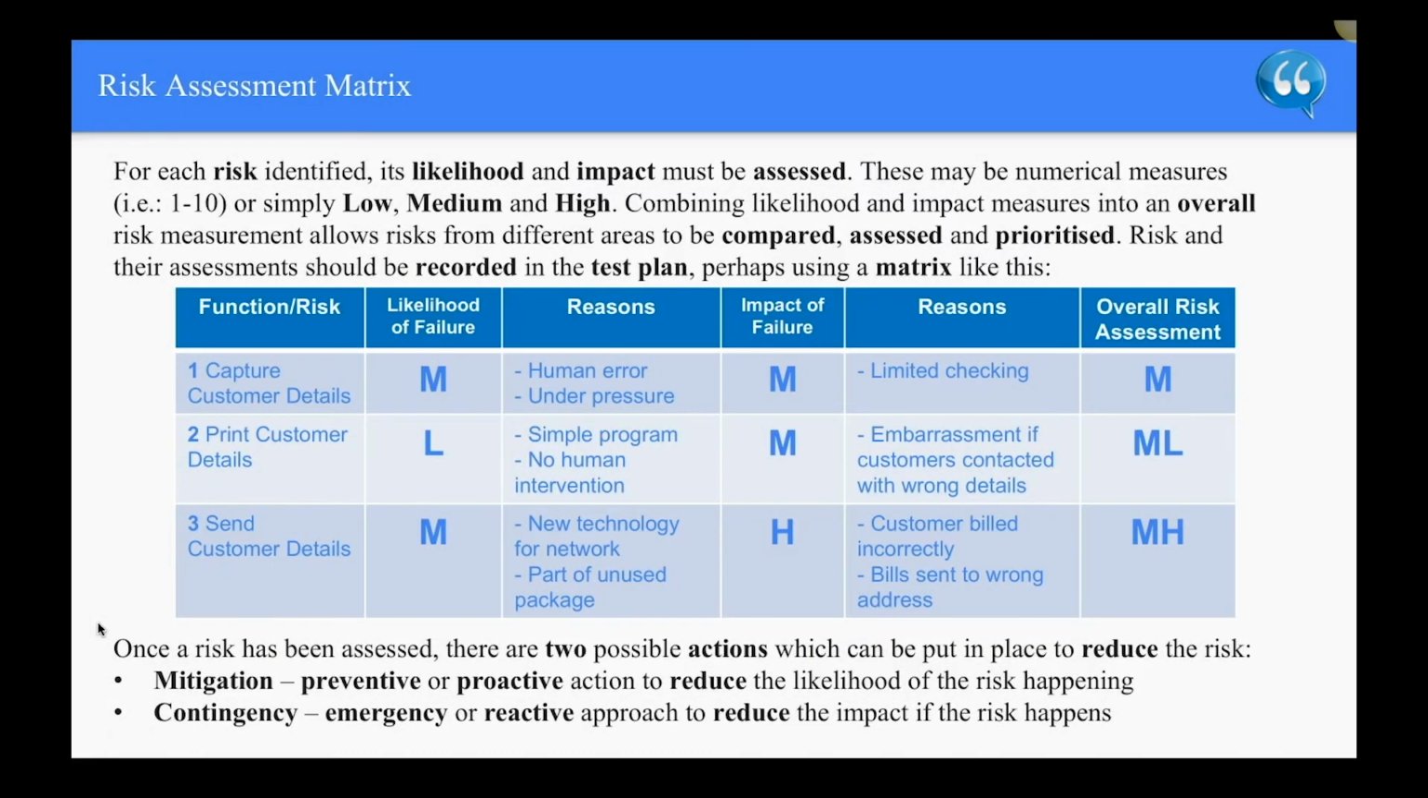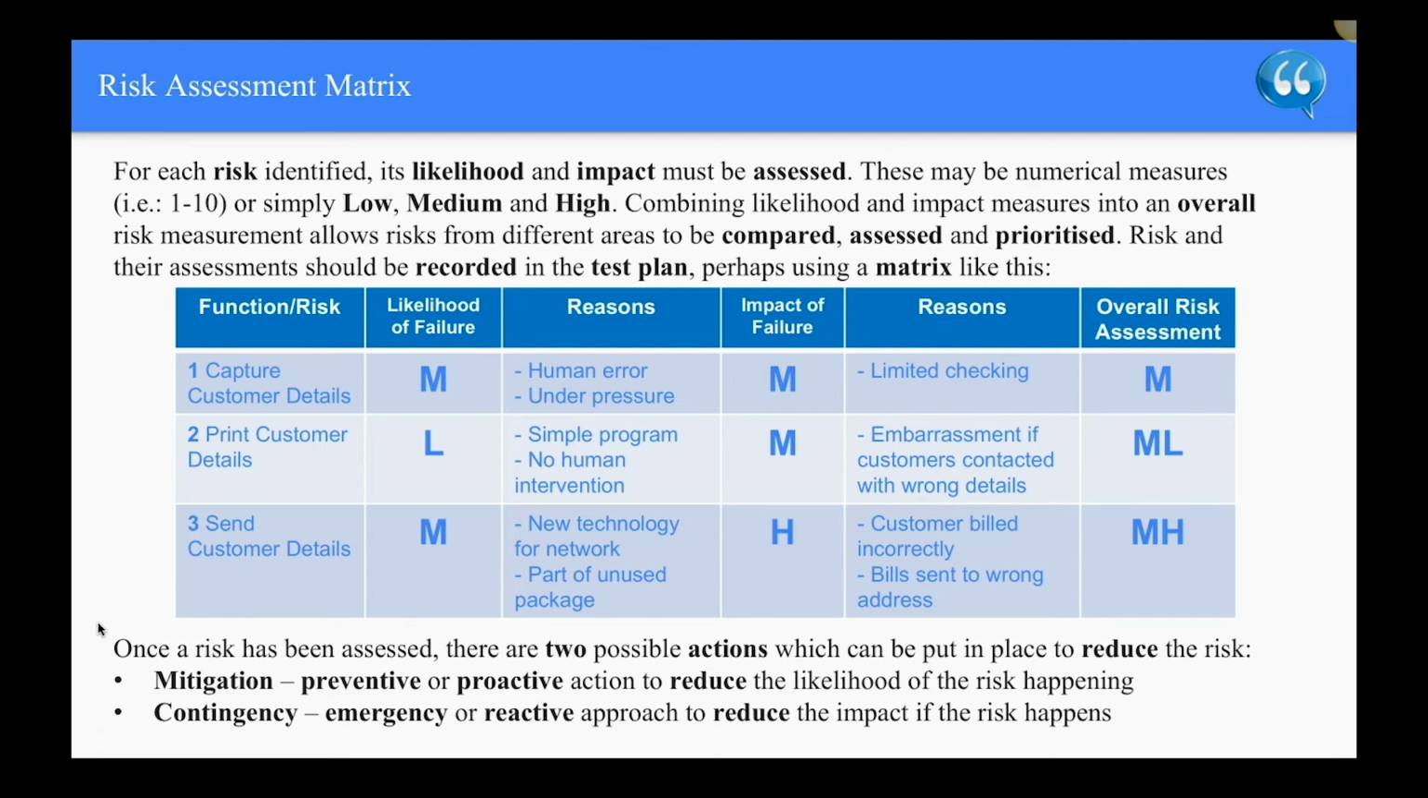Risk assessment matrix. For each risk identified, its likelihood and the impact must be assessed. These may be numerical measures like 1 to 10 or simply low, medium, and high. Combining likelihood and impact measures into an overall risk measurement allows risk from different areas to be compared, assessed, and prioritized. So risks and their assessment should be recorded in the test plan, perhaps using a matrix similar to this.